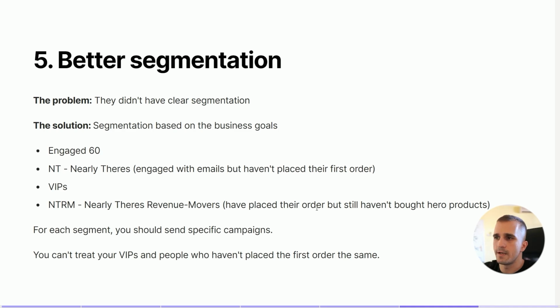So these have placed their first order but still haven't bought hero products. So you have that segment of people that are purchasing some products that don't bring you a high profit margin, and you want to start them using your high profit margin products. And this is the segment for that. You want to send them the social proof, you want to send them some good offers and stuff, so you can finally get them into that ecosystem of your high profit products. So for each segment, you should send specific campaigns. Obviously, you can't treat your VIPs and people who haven't placed their first order the same way. So the messaging for these two types of people should be really different.